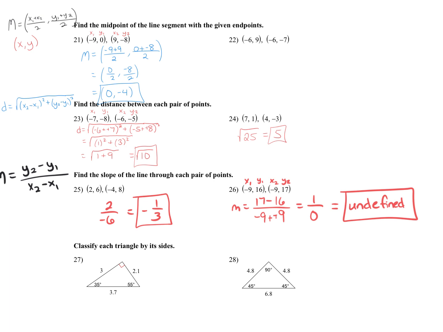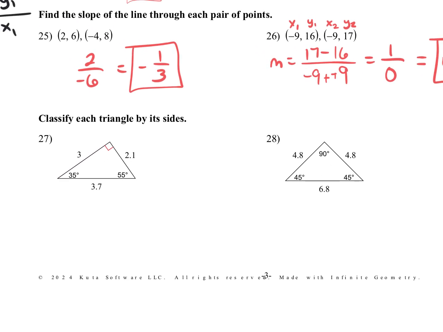Okay. 27, 28, and 29, that's just reviewing scalene, isosceles, and equilateral and what all those mean. Okay, 27, what'd you guys put? Scalene. What does scalene mean? Why did you know it was scalene? All the sides are different. Right, all the sides are different and all the angles are different. So if they have nothing in common, that is scalene.